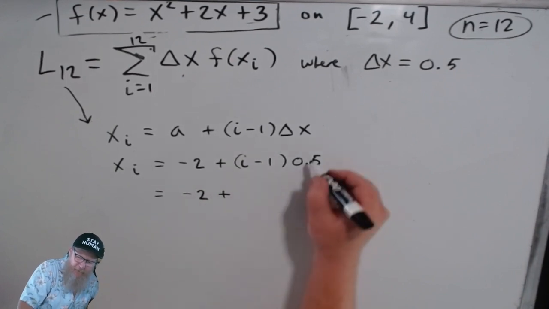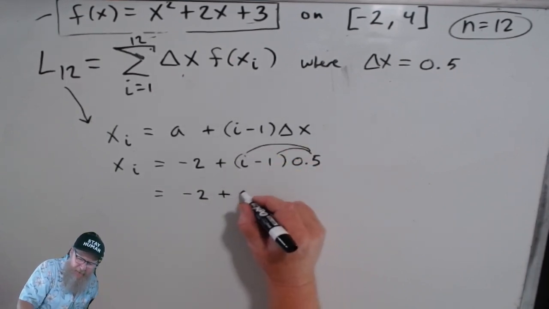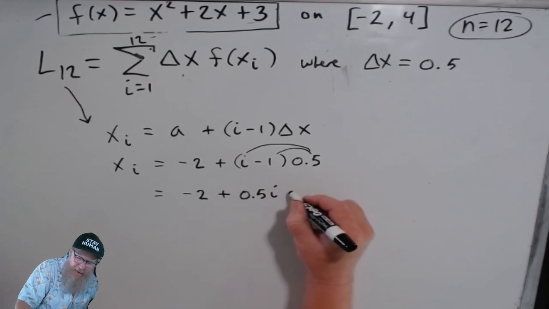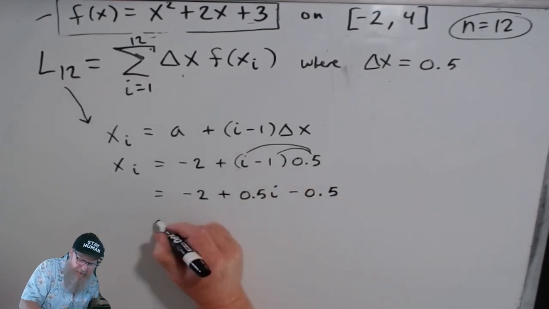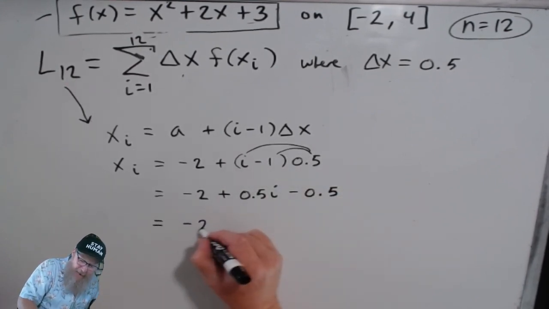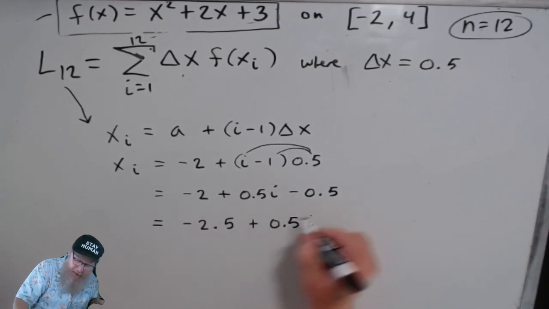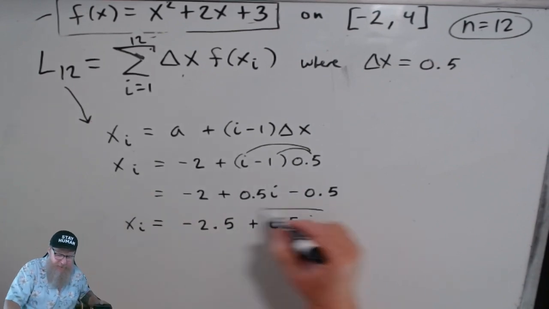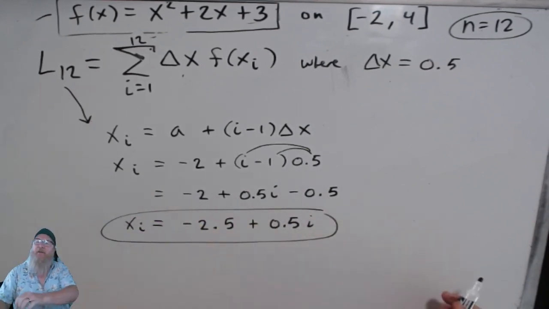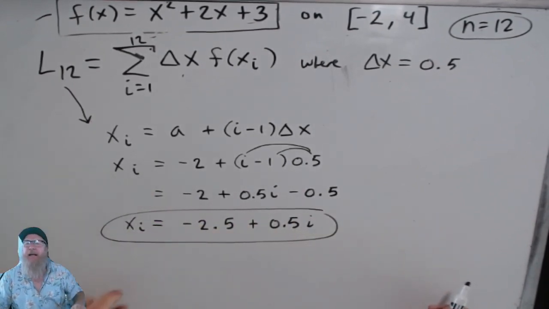So that's going to be distribute the 0.5. You're going to get 0.5i minus 0.5. So you get negative 2.5 plus 0.5i. So those are your xi's for the left-hand endpoints.